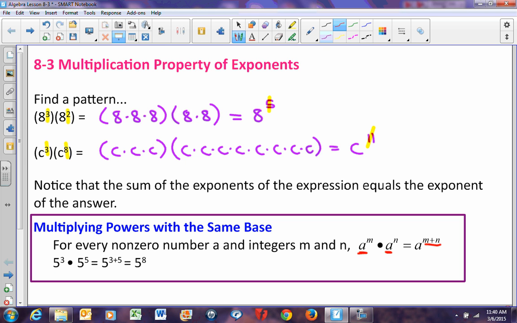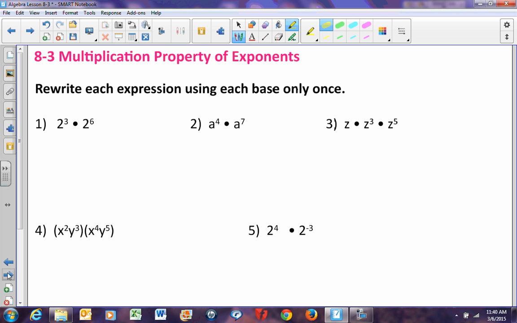Here's an example. 5 to the third times 5 to the fifth is the same as saying 5 to the 3 plus 5, or 5 to the 8th power. It only works if you have the same base. That is absolutely critical. That's why it's called multiplying powers with the same base. That same base is absolutely critical. If you don't have the same base, you can't add the exponents. So, let's look at some things here.